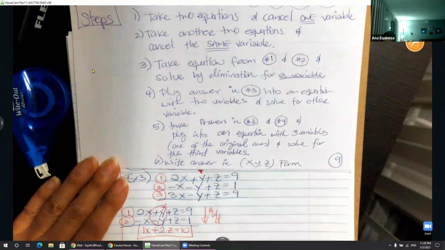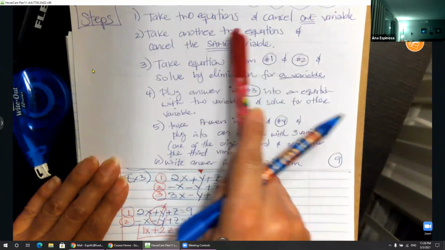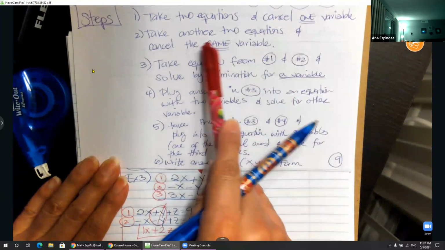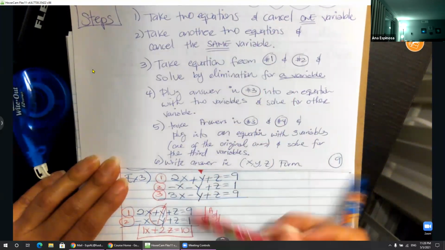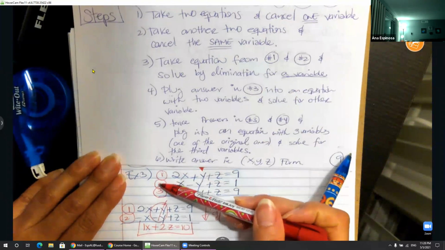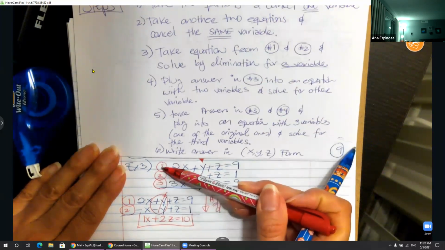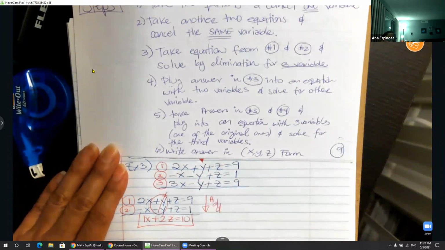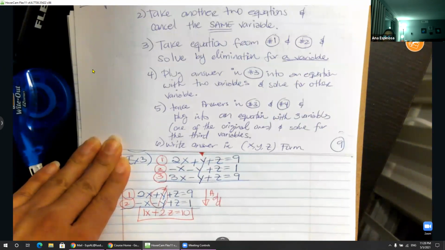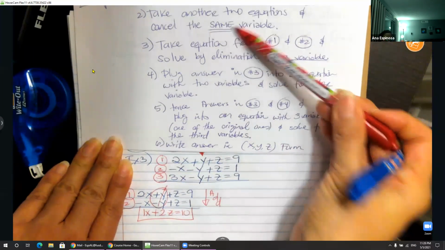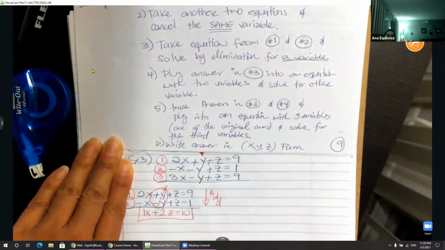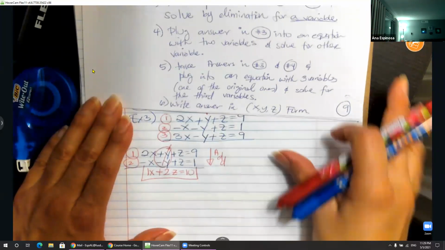Done. Now I take another two equations and cancel the same variable. So I cannot take 1 and 3. I can take either 2 and 3 or 1 and 3. So you want to cancel the same variable. The crucial part here is to cancel the same variable when you take another two equations. If you cancel a different variable, this won't work. Okay?